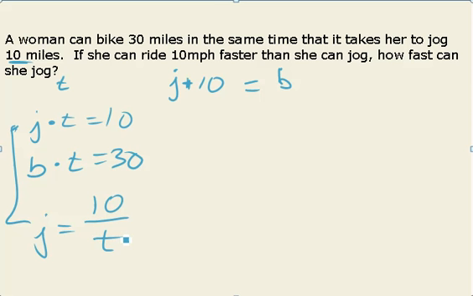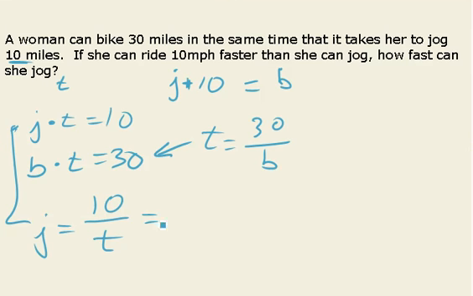Of course, I don't know much about t. I do know one thing about t. Here's the one other thing I know about t. Let's take this and say solve for t. All right, so I can go ahead and divide both sides by b, and I get t equals 30 over b. Right? So I can replace this t with 30 over b.